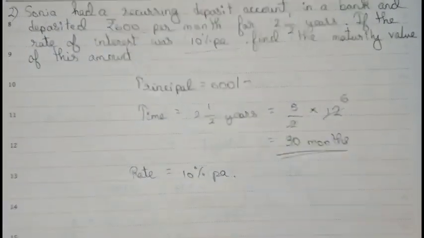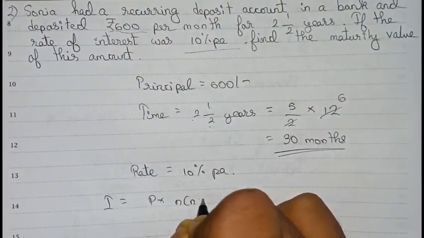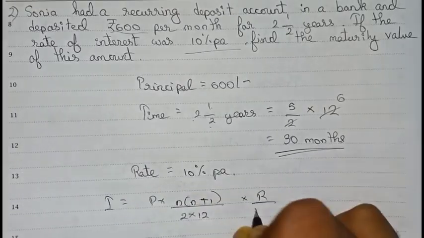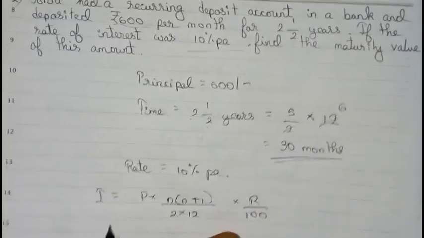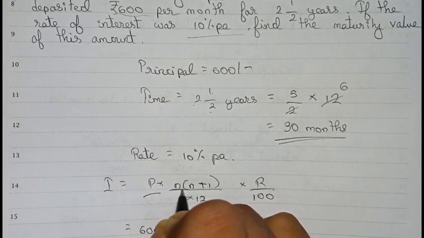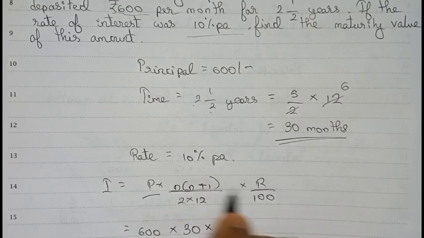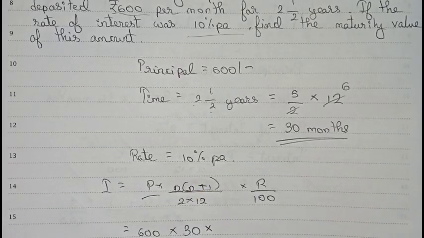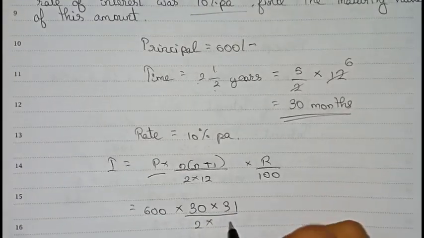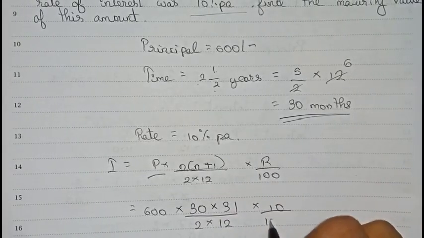So use our formula, that is interest is equal to principal into n plus 1 by 2 into 12 into r by 100. So we put down the values. Principal is our 600 multiplied by n. So n is our 30 multiplied by, so n plus 1 we are doing it directly. So n into n plus 1 means 30 into 31 by 2 into 12 into r by 100. R is 10, so 10 by 100.